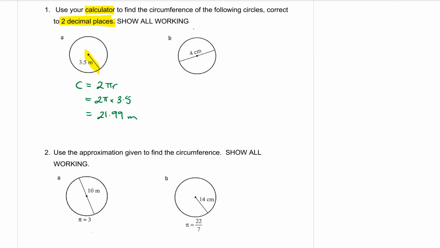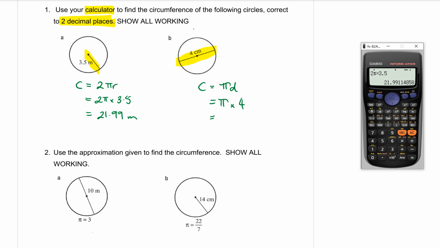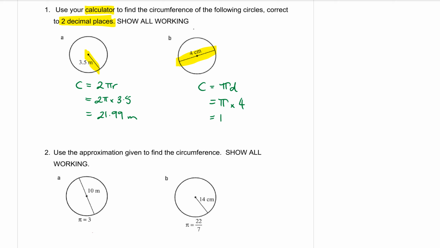In the second question here, we're going all the way from one side of the circle to the other. So this one's a diameter, which means we want to use the C is equal to pi d because it has a d for diameter. So substituting into that, I want to do pi times by 4 in the calculator. Pi times 4 is 12.56, but because there's another 6 after that, we're going to have to round that up to be 12.57 centimeters.